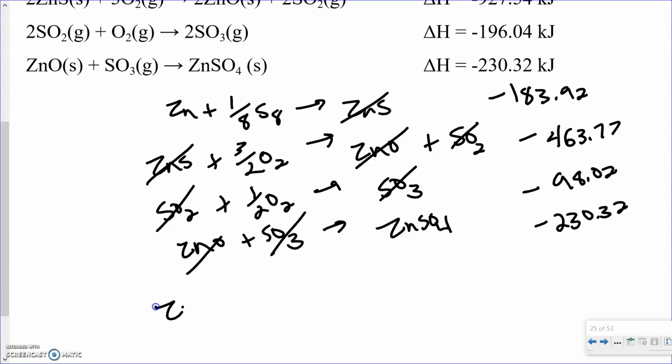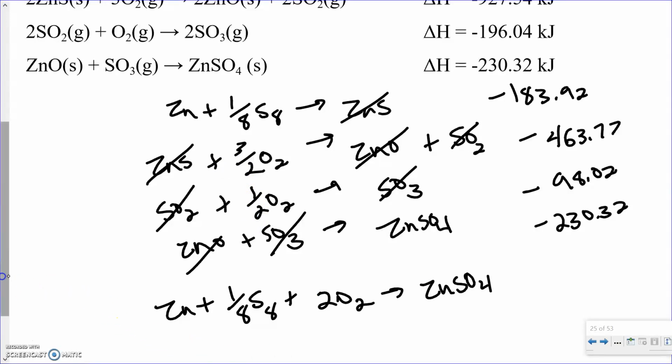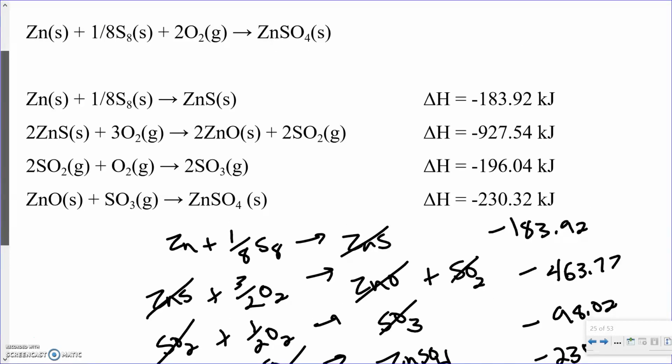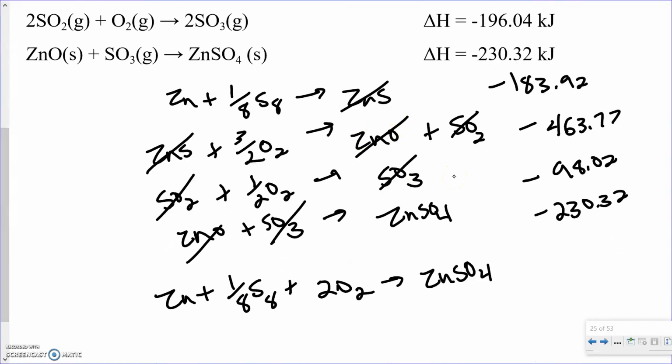So we have 1 zinc. We have 1/8 sulfur. We have 3/2 plus 1/2 oxygen, which gives us 4/2, our 2 oxygens, going to zinc sulfate. Double check to make sure that's the original reaction, which it is. And now all we're going to do is take these 4 numbers and add them together. So negative 183.92 plus negative 463.77 plus negative 98.02 plus negative 230.32. Okay, and we're left with a delta H for the reaction of negative 976.03. So hopefully you got that.